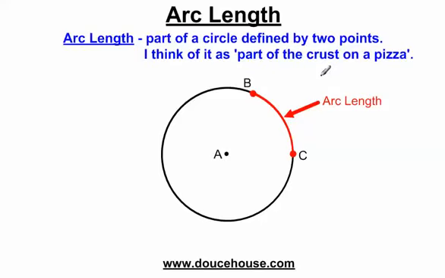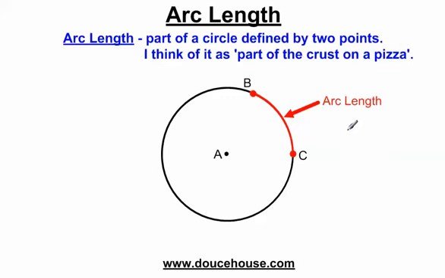This is Mr. Dowse. Today's lesson is going to be about arc length of a circle. What is arc length? It's part of a circle defined by 2 points. Let's say I had circle A, and I had 2 points on the circle, points B and point C. What if I want to find the distance between those points? Well, that's what we mean by arc length.